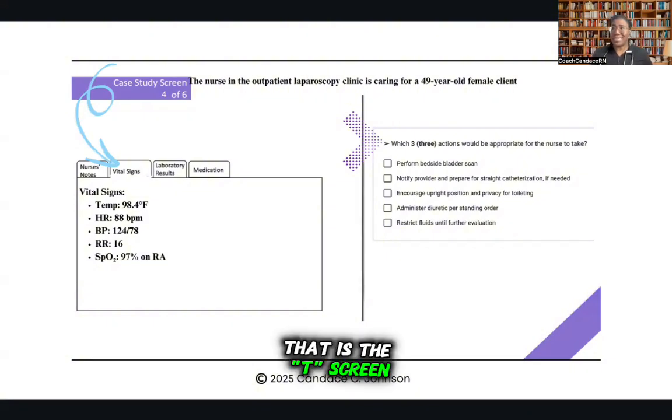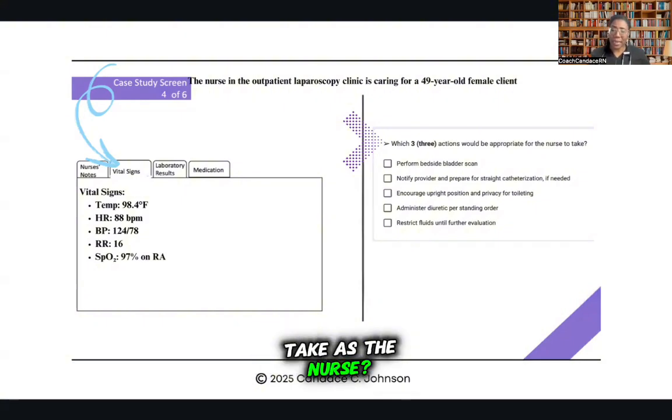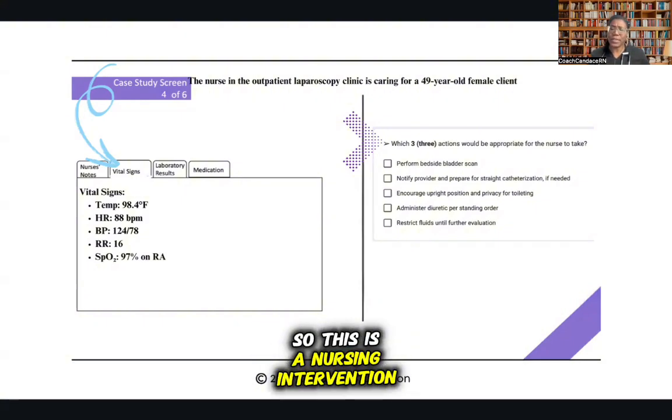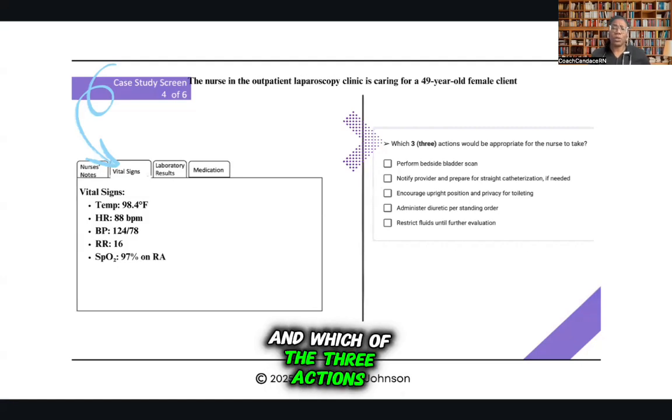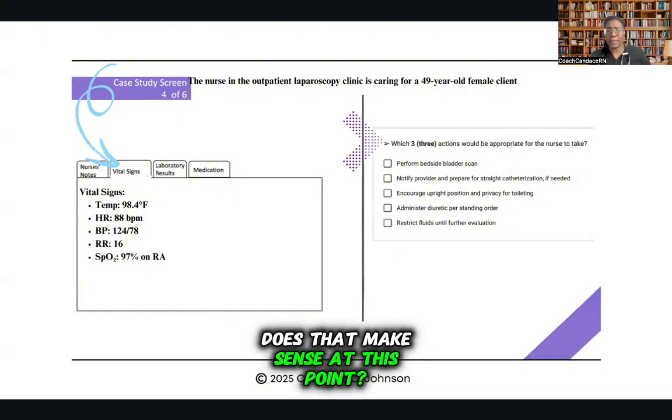We are on screen 4. That is the T screen, all right, in the RAP GTE formula. And the T stands for take action. All right, so what action are you going to take as the nurse? So this is a nursing intervention. And which of the 3 actions would be appropriate here? So are you going to perform bedside bladder scan? Does that make sense at this point?